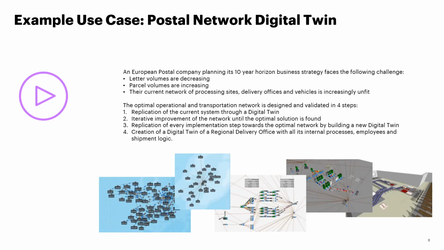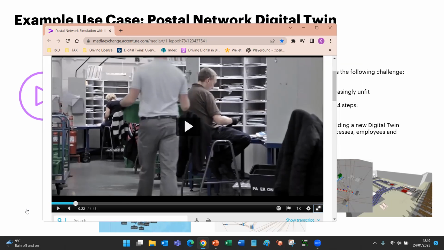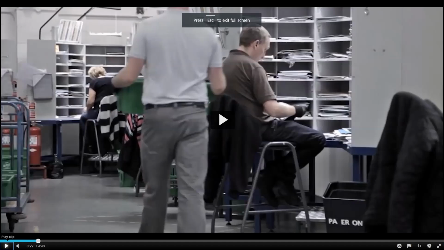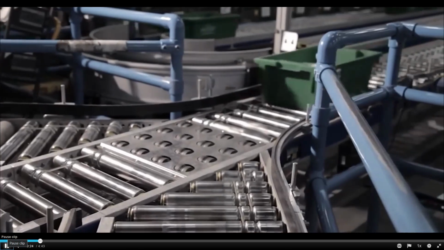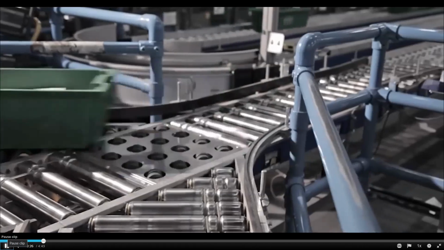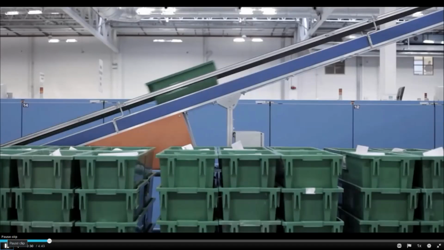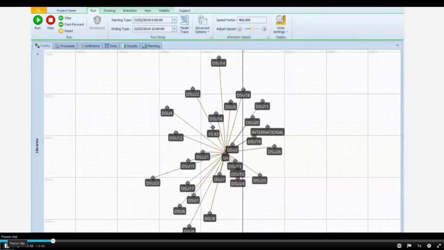So let me show you this on a small video over here. This is an anonymous video we have created of this asset actually. This is a digital twin of this whole network where we were able to test out different scenarios on the whole postal delivery network and also the operational side of things within the processing facilities.